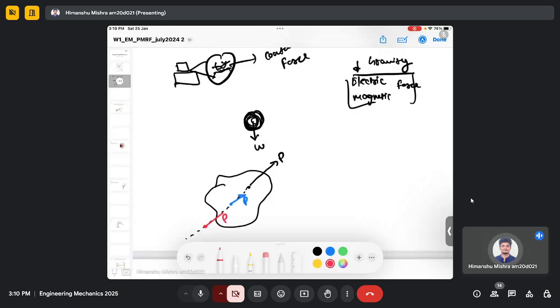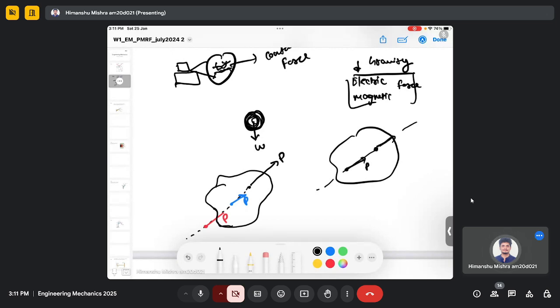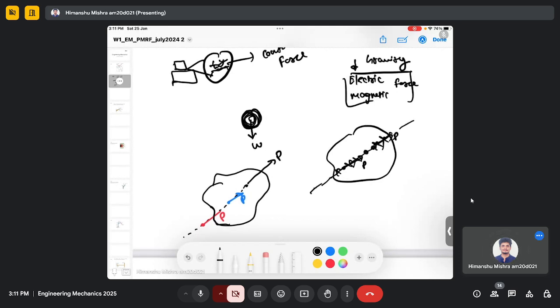So wherever you slide this force, as long as it remains inside the body, the response of the body to this force will remain the same. Consider the body, and this is a line of force. You apply this force P here, or here, or here, anywhere along this line, and the body will react in the same way. So this is the line of action for the forces.